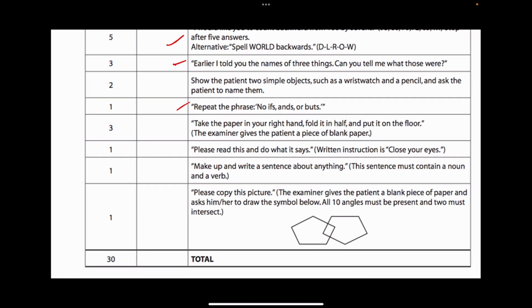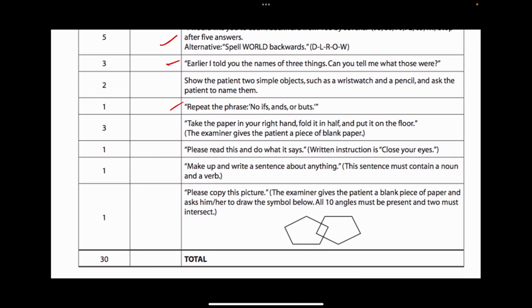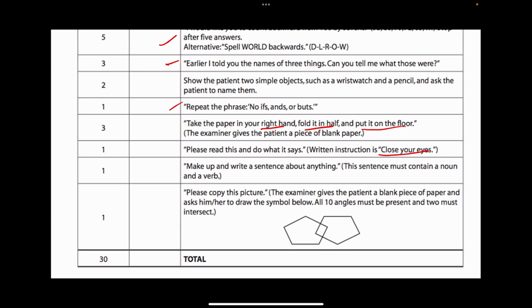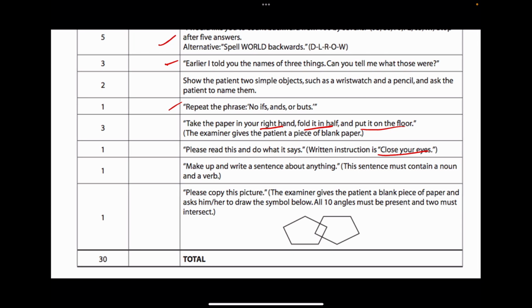Next thing is an instruction. Take the paper in your right hand, fold it in half, and put it on the floor. So you say, take this piece of paper, fold it in half, and put it on the floor, and see if they'll do that. Please read this and do what it says. And on that paper, you can even say, just close your eyes. If they open it up and read it, it says close your eyes, and make sure the patient closes their eyes.